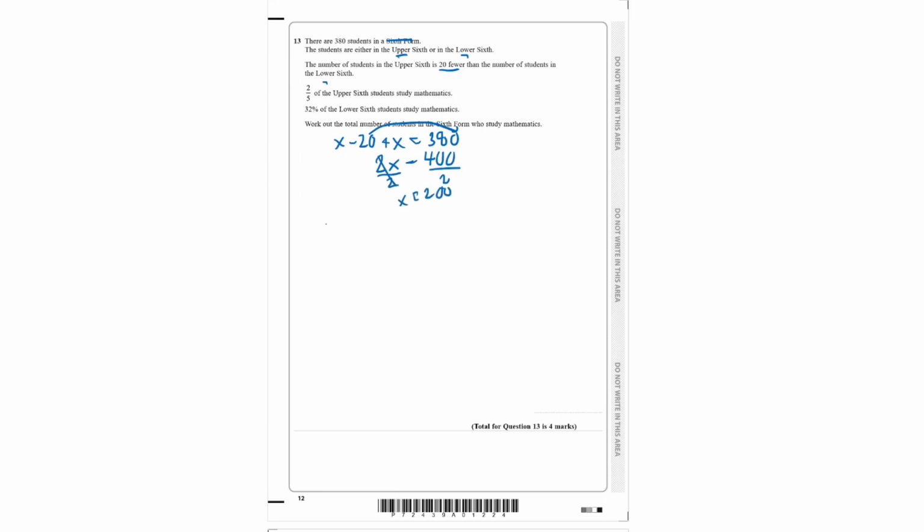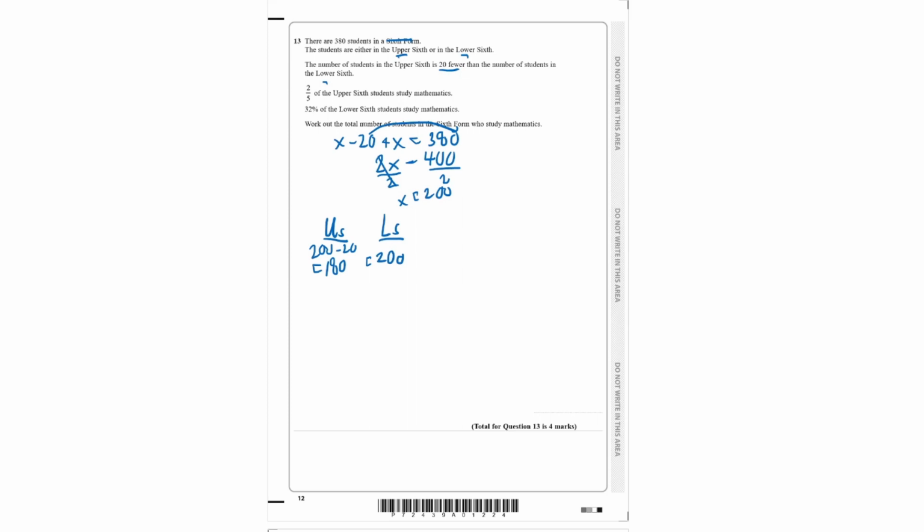Now, we note that the upper sixth is x minus 20. We found x to be 200, so that's 200 minus 20, or 180 students total in the upper sixth, and the lower sixth is simply x, which is just 200. Note how 200 plus 180 equals 380, which is our total amount of students.